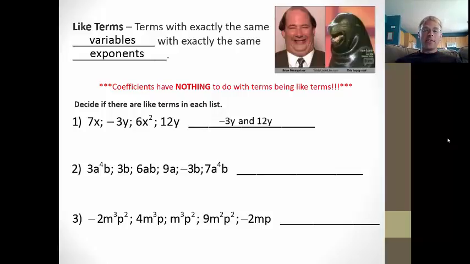We've got a number of these. Which of these terms, I'll give you a second or two to think about it, which of these terms do you think are like terms?